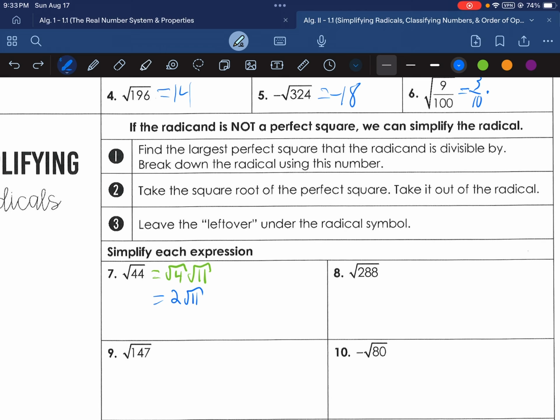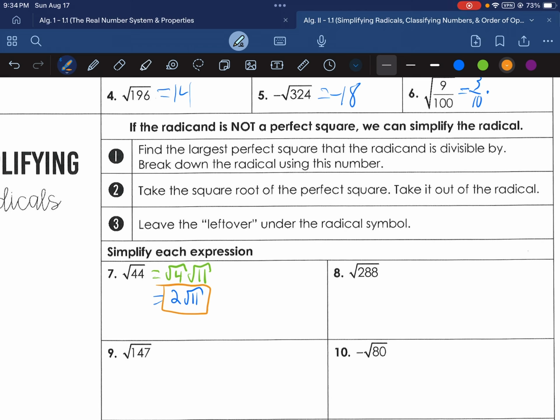Our goal was to make the number underneath the radical smaller, or the smallest number we could. And that is the smallest number we could, because there are no perfect squares that are factors of 11 other than 1, and that wouldn't make it any smaller, because that would just be saying that it is 2 times the square root of 1 times the square root of 11, which still leaves us with this number being the same size underneath the radical. So we consider that to be answered.